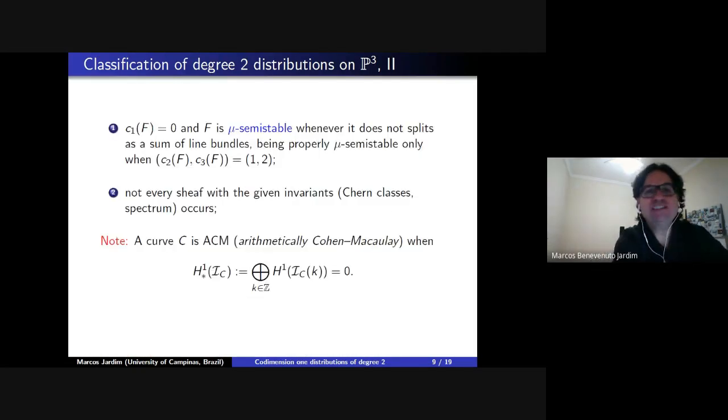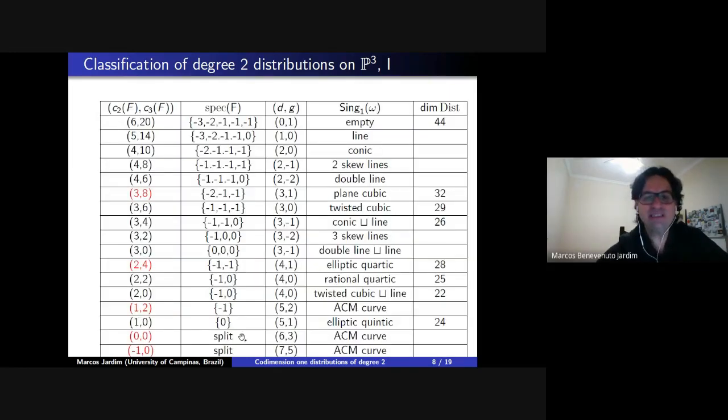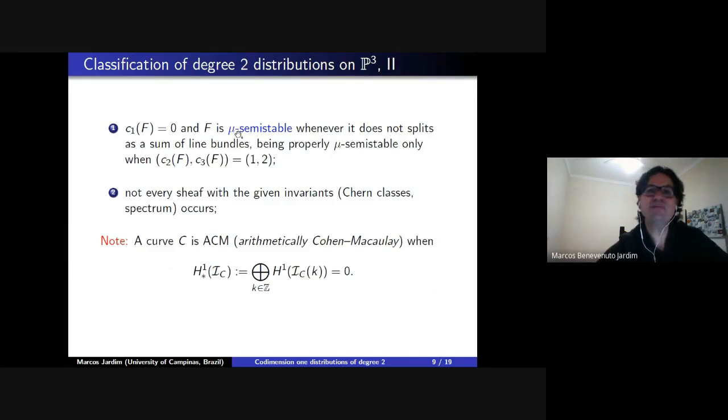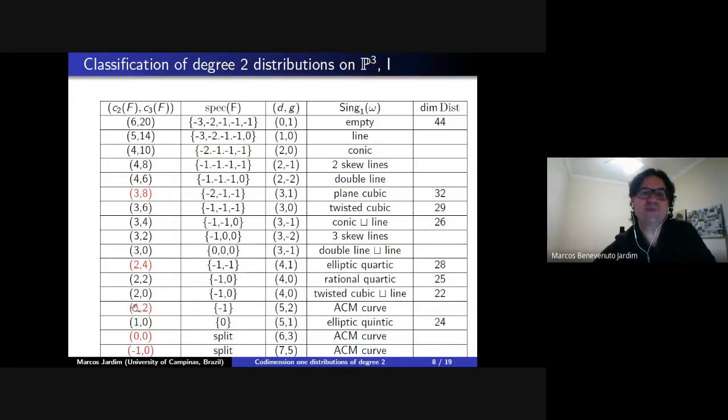So a bit more information. The first Chern class of the tangent sheaf is always 0 in this case. And the tangent sheaf is always mu semi-stable whenever it does not split as a sum of line bundles, as I mentioned here at the bottom of the table. These two cases are two cases in which the tangent sheaf splits as a sum of line bundles. So whenever it doesn't split as a sum of line bundles, it is mu semi-stable, and it's properly mu semi-stable. Properly mu semi-stable means that it's mu semi-stable and not stable. So it's properly mu semi-stable only in this case here, 1, 2. In all the other cases, we have a stable tangent sheaf.